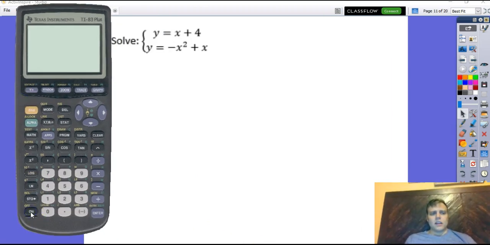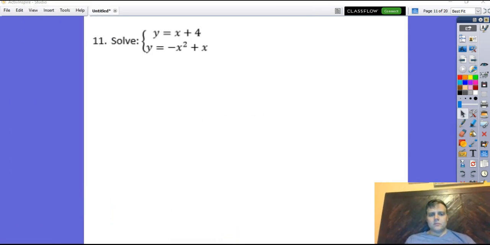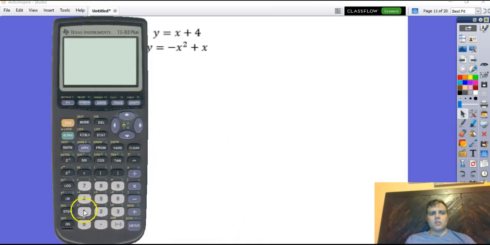So we're going to turn our calculator on. Okay, it doesn't want to turn on at the moment. Sometimes it's easier if I just restart it. Awesome. We're going to go to y equals. Plug in x plus 4. Plug in negative x squared plus x. Hit graph.